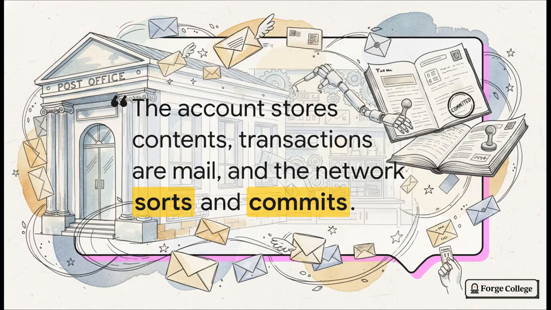I actually want to read you this quote directly from our lesson text because cementing this post office mental model is really your ultimate sanity check for avoiding bugs. Quote, "The account stores contents, transactions are mail, and the network sorts and commits mail to the registry." Whenever you're trying to reason about some complex interaction, just ask yourself, who has the ticket number right now? When is the mail being sorted? And has the registry actually recorded the change yet?